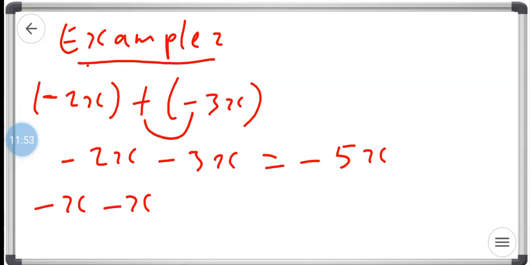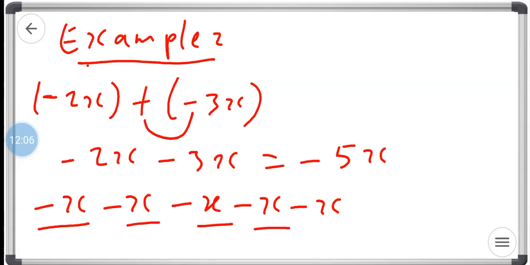Now, minus 2x means minus x minus x. Minus 3x means minus x in three places. That's minus x, that's 1. Minus x, that's 2. Minus x, that's 3. So now let's count it together: 1, 2, 3, 4, 5. So this equals minus 5x.